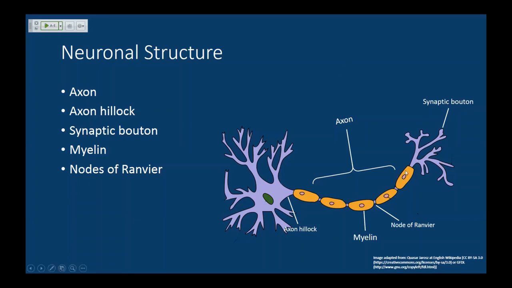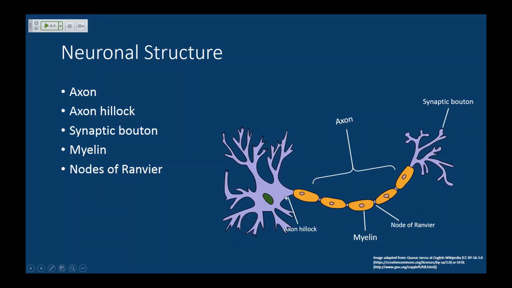And then at the end of the axon, we're going to branch back out again to maximize our synaptic connections with the next neuron in series. And we call these terminal ends of the axon the synaptic bouton, or the synaptic terminal. And that's where the neurotransmitter release is going to happen. And that's where the communication actually occurs.